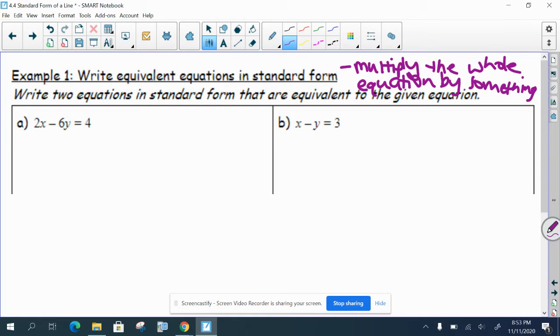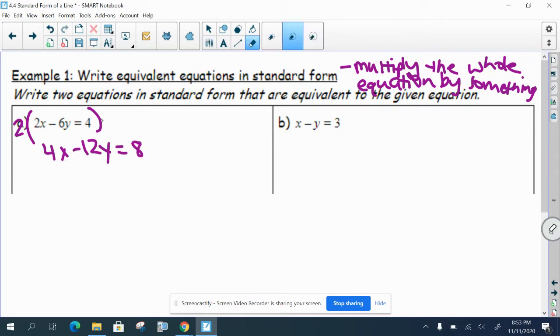So it could be -1, it could be -2, it could be +2, it could be a fraction, it can be 1,000, okay, whatever you want. In this case, I'm going to give you a couple to work with. What could we multiply here? We can multiply by -2. Well, we shouldn't really multiply by -2 because we don't want the a to be negative. So let's just multiply by regular 2. So if we multiply this whole equation by regular 2, it would become 4x minus 12y equals 8. All right, so write that example down.